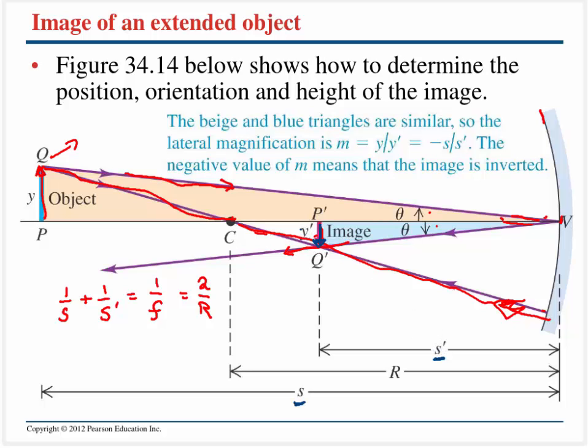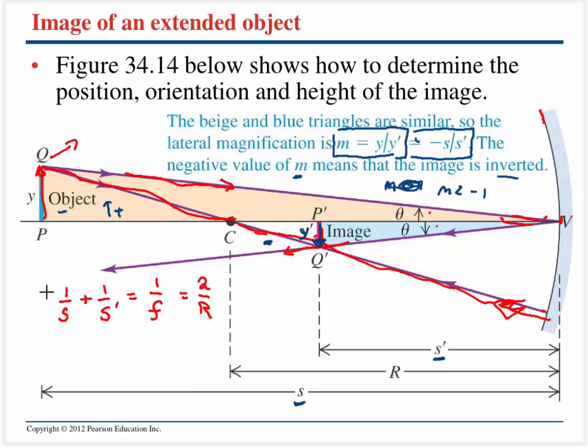Also we can see that we have some image height that is slightly different than the height of the object. So the magnification again is going to be the image height divided by the object height, and it's going to be negative object distance divided by image distance. In this case, you can see that y is positive because it's in the positive direction. You can see that y prime, the image height, is in the negative direction. A negative magnification means that the image is going to be inverted. Because the image is also smaller than the object, we would say m must be between 0 and negative 1.